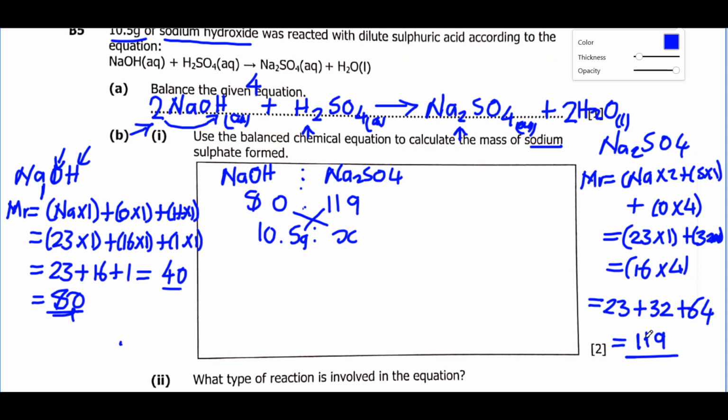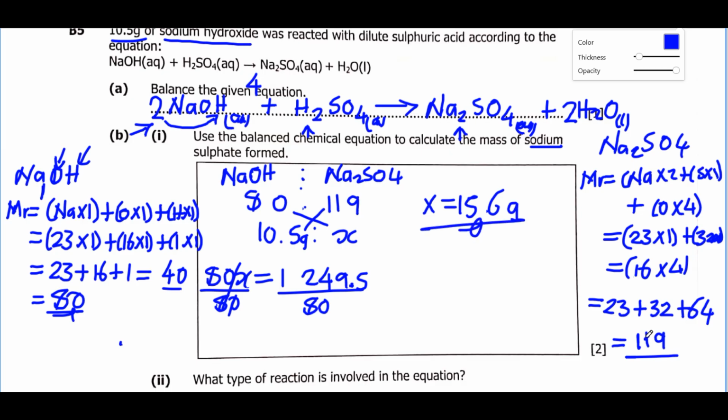You cross multiply, so 80 times X is equal to 119 times 10.5. So I'm getting 1249.5 over 80. So X is equal to 15.6 grams. So this is our final answer.